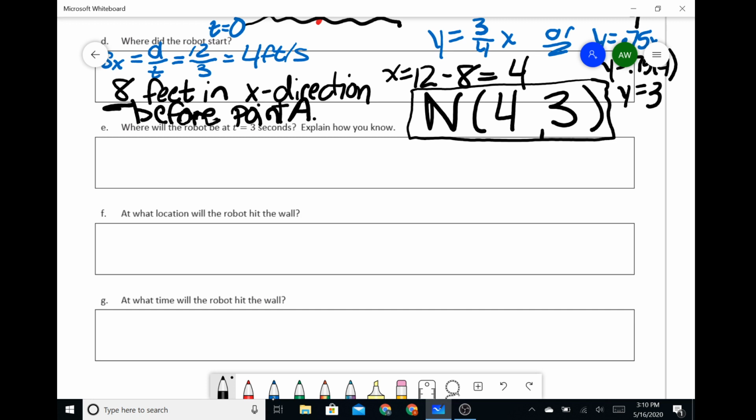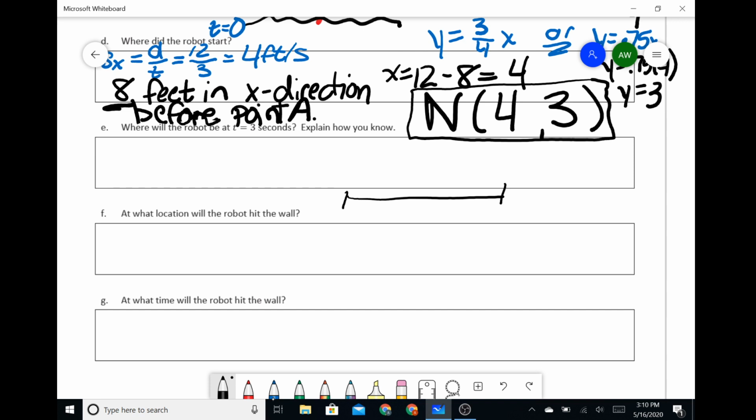So let's take a look at part E, which says, where will the robot be at t equals 3 seconds? Explain how you know. And here I'm going to make our timeline again, and then we can talk about how to figure out where we'll be at t equals 3 seconds.